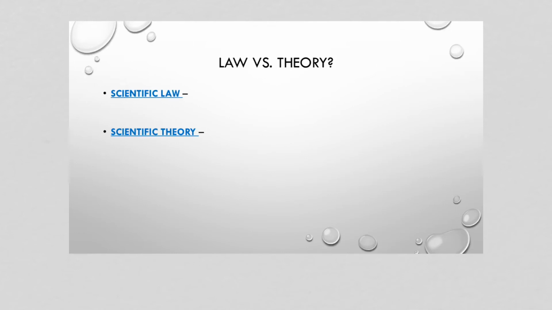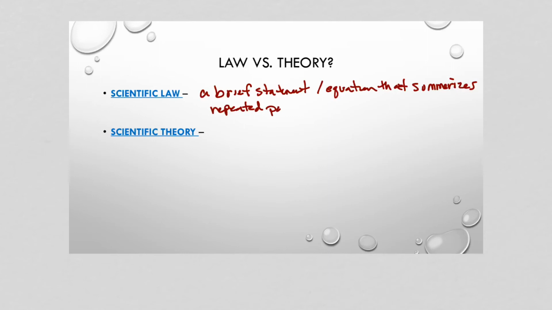So a scientific law is a brief statement or sometimes a mathematical equation that summarizes repeated past observations and predicts future results.